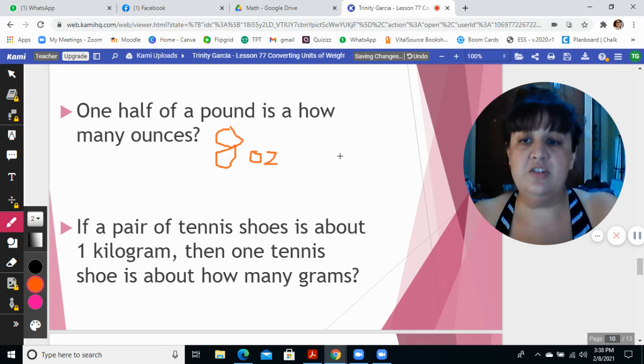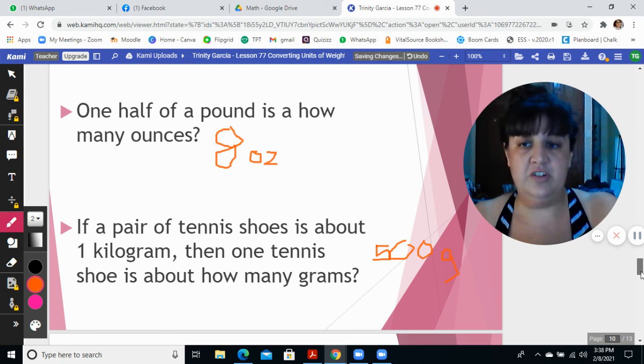If a pair of tennis shoes is about 1 kilogram, then 1 tennis shoe is about how many grams? You're going to need to go back and look at your chart to figure that out, but I will give it to you this time. 500 would be the answer for letter B. 500 grams.